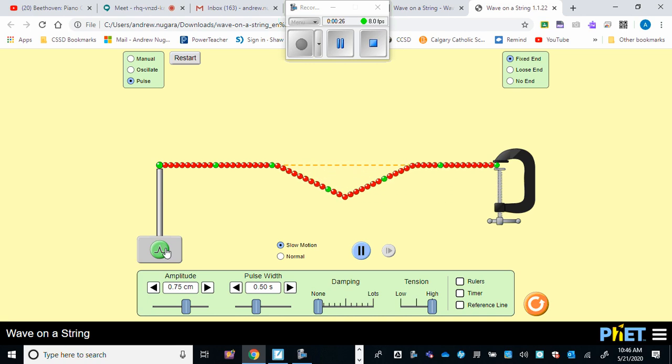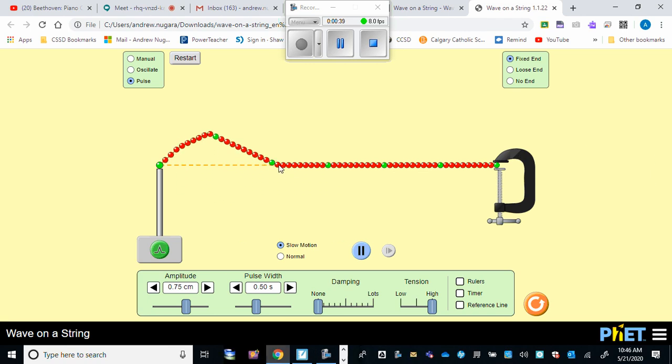And the question is, why is it upside down? It's a basic application of Newton's third law. The particles are going up and down, and they're going to pull up on this clamp here. But since this clamp is fixed in place, when they pull up on it, it pushes down on them with an equal and opposite force. So that's why it inverts.